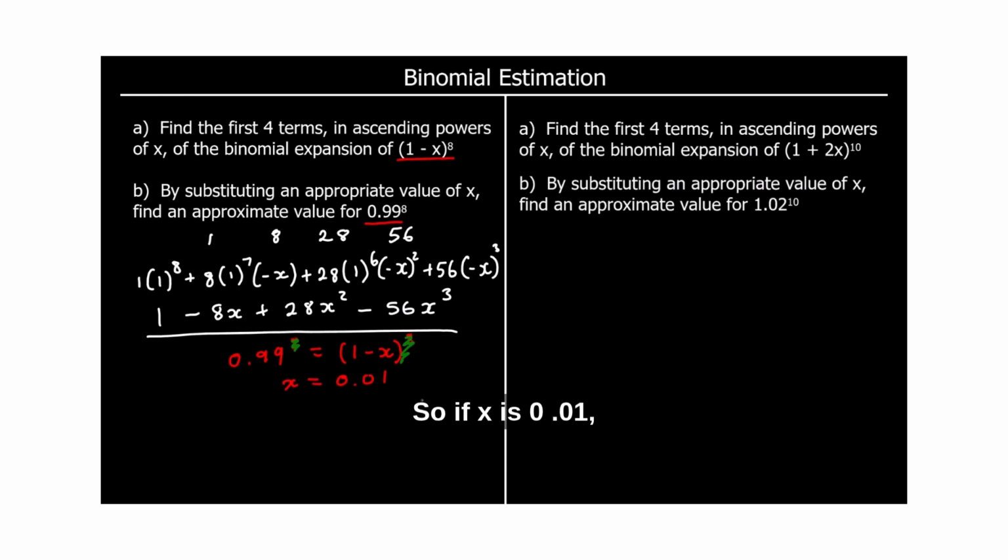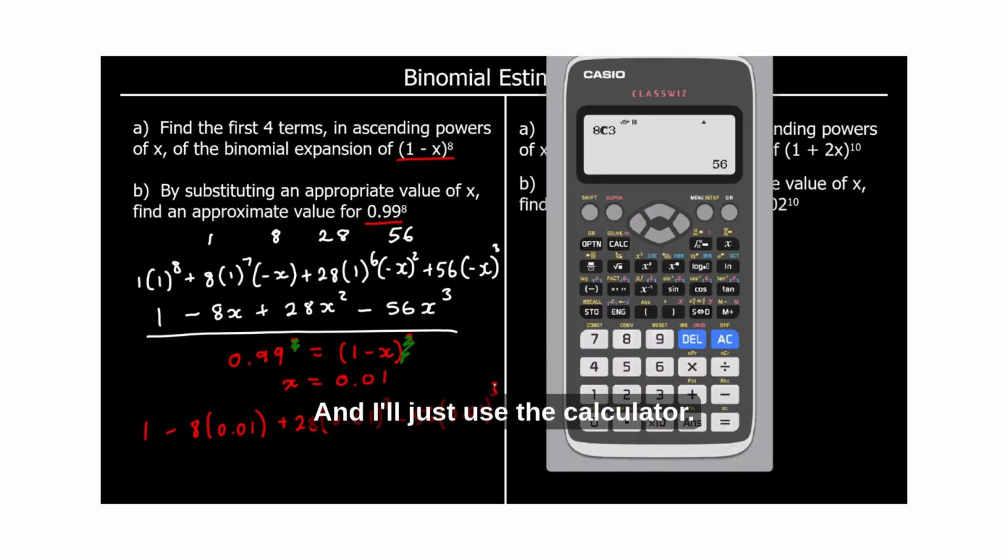So if x is 0.01, I'm just going to substitute that in for x. That will be 1 minus 8 times 0.01 plus 28 times 0.01 squared minus 56 times 0.01 cubed. And I'll just use the calculator. So 1 minus 8 times 0.01 plus 28 times 0.01 squared minus 56 times 0.01 cubed.